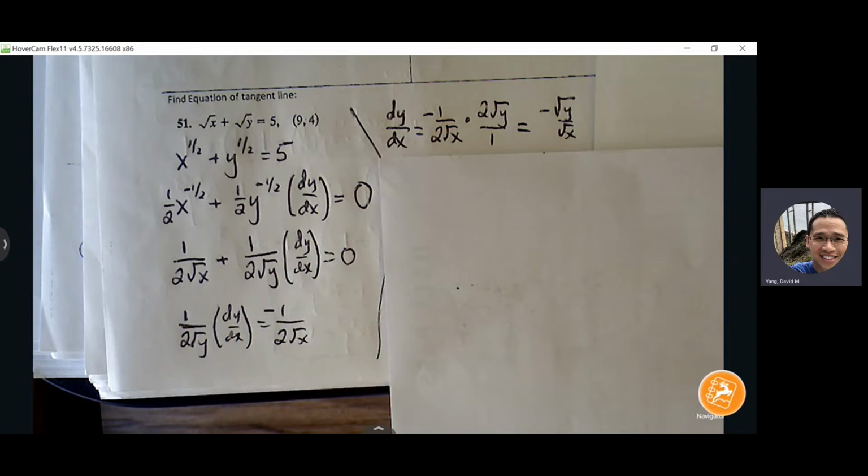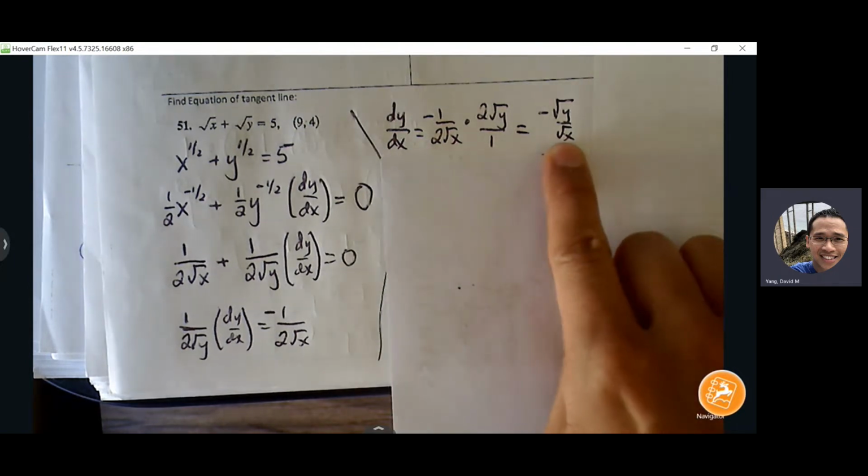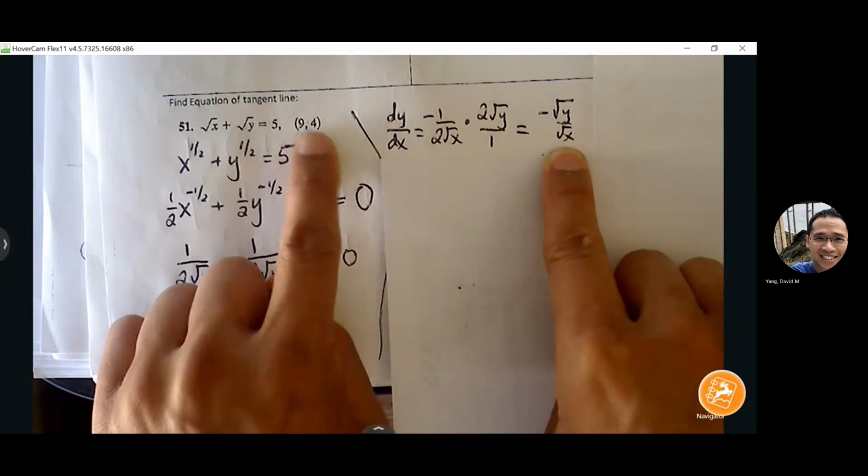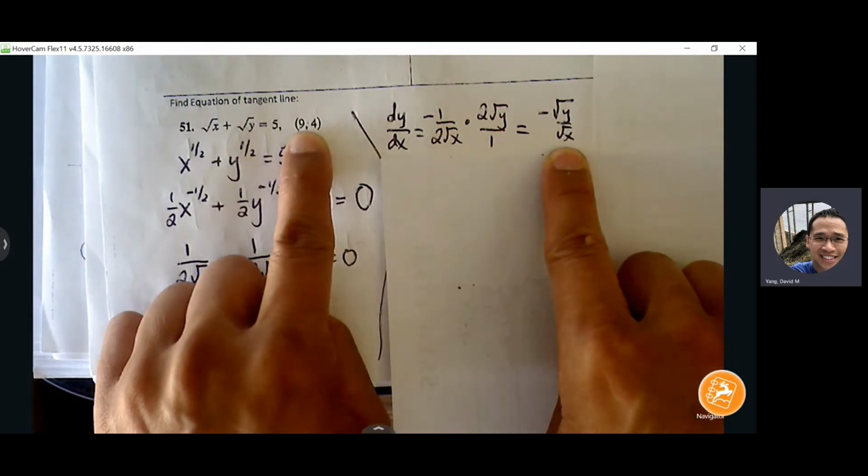So dividing by a fraction is the same thing as multiplying by the reciprocal. Go ahead and multiply through. Get the 2's to cancel out. I'm left with negative root y over root x. That's my slope formula. So then how can I find my slope? Plug in my x and y.